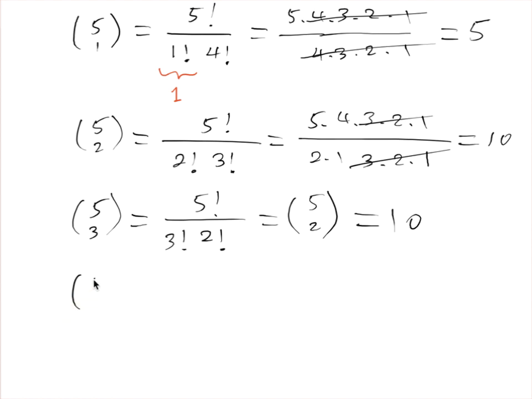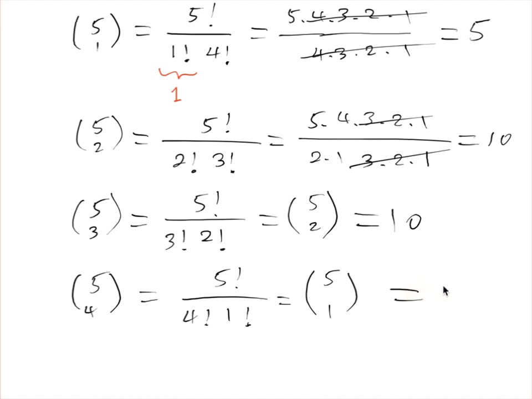And then the next one, 5 choose 4, is 5 factorial over 4 factorial times 1 factorial. And that is 5 choose 1. You know, 5 choose 4 and 5 choose 1 are equal because in the denominator, multiplication is commutative. These two switch, like look above. You have 5 factorial over 1 factorial times 4 factorial, and the result was 5.